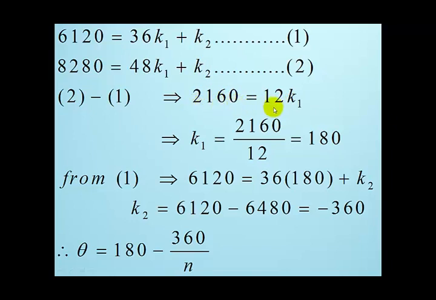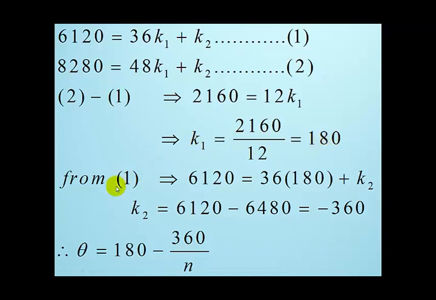When we divide the right hand side by 12, we are left with K1. And when we divide the left hand side by 12, we are left with 2160 divided by 12. That is how come we have K1 is equal to 2160 divided by 12, and the answer is 180. That means that K1, the first constant of proportionality, is equal to 180.